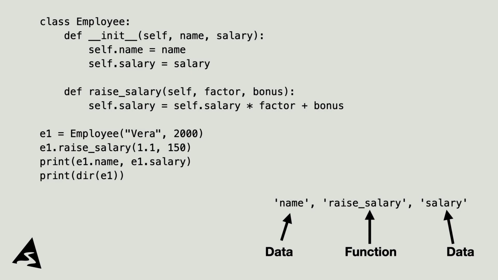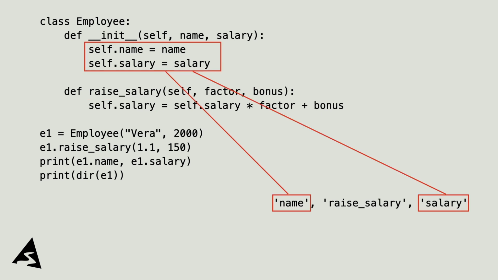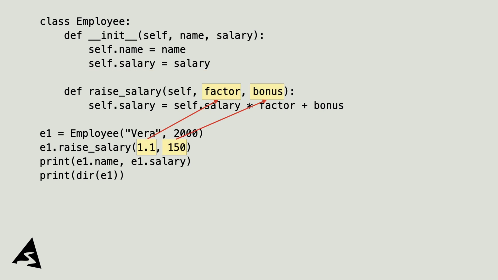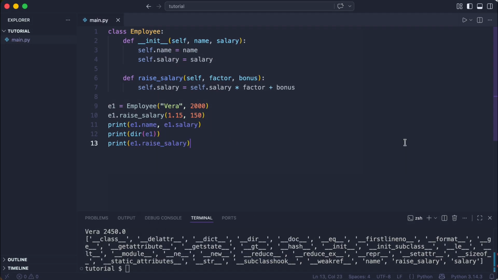Now, even if the dir function shows all attributes, there is a big difference between them. raise_salary is a reference to the function in class employee and is shared across all employee instances. Attributes name and salary are instance variables that will be unique for each instance. But the big question remains: how can raise_salary be called with 2 arguments, while the raise_salary function takes 3 parameters? Let's see what raise_salary is.